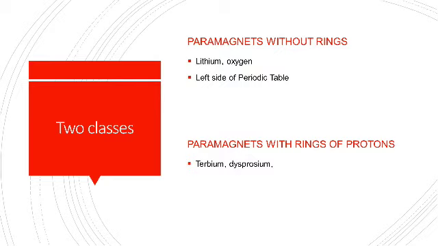So now there are two classes of paramagnets that I'm going to be talking about: those that have rings of protons and those that don't. For example, the ones that don't have rings are lithium and oxygen. And all of these are on the left side of the periodic table, mostly. And diamagnets are on the right side, mostly, of the periodic table. And paramagnets sometimes have rings of protons, in this class of terbium and dysprosium.